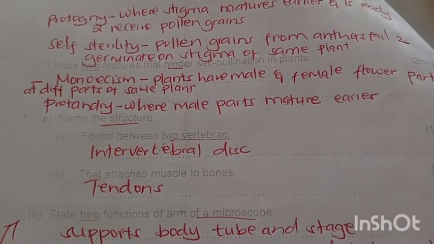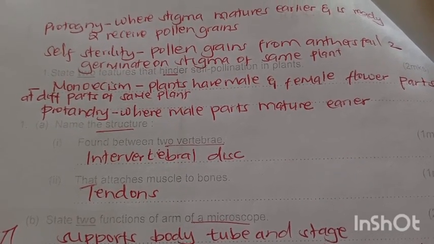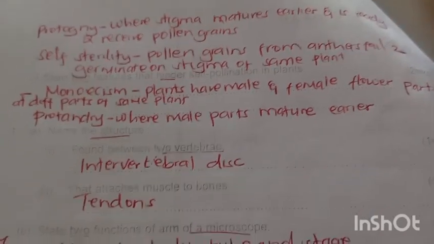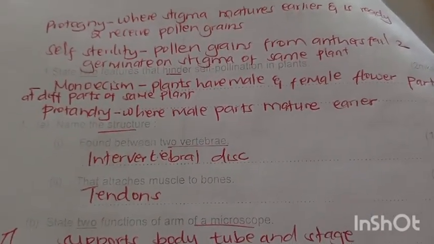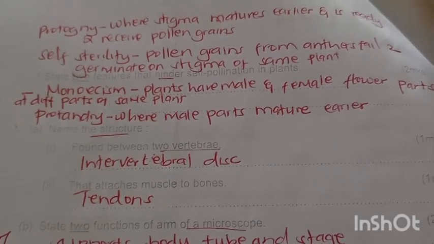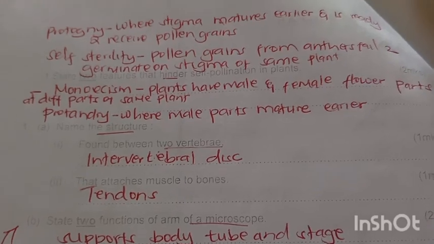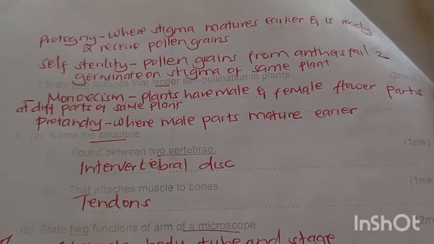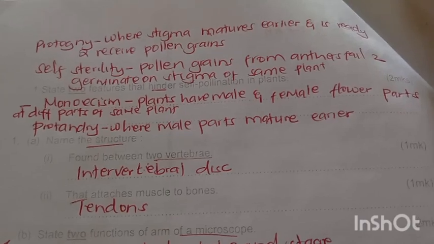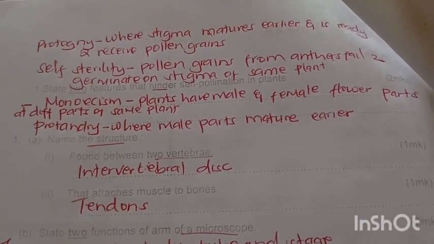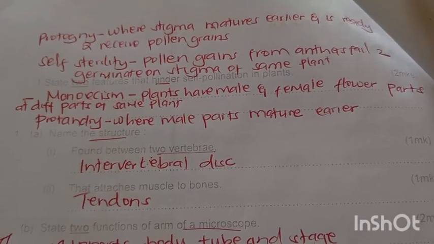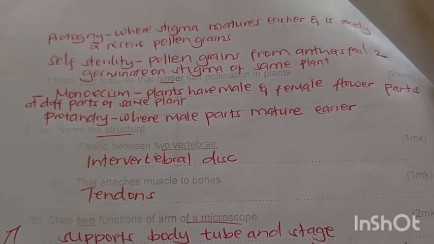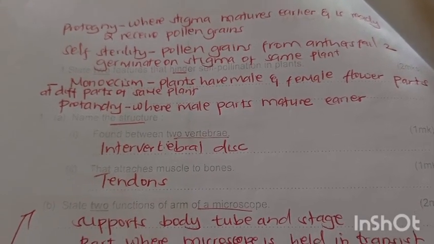So the first question is, state 2 features that hinder self-pollination in plants. So features that hinder self-pollination include monoecism, where plants have male and female parts in different parts of the same plant. Protandry, where male parts of the plant mature earlier. Protogyny, where the stigma matures early and is ready to receive pollen grains before the anthers. And then there is self-sterility, where pollen grains from the anthers fail to germinate on the stigma of the same plant.